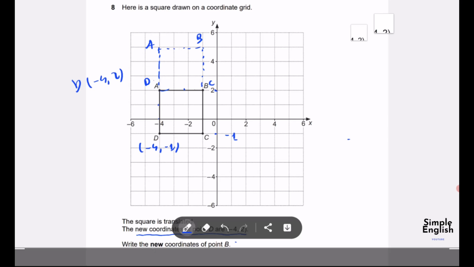So they need to find the new coordinates of point P here. Point P here. So this is 5. So the new coordinates of point P is, remember, -1, right? -1. So -1 and 5.